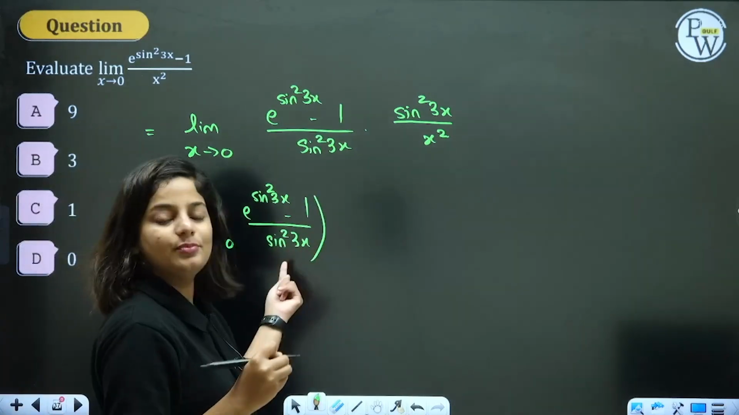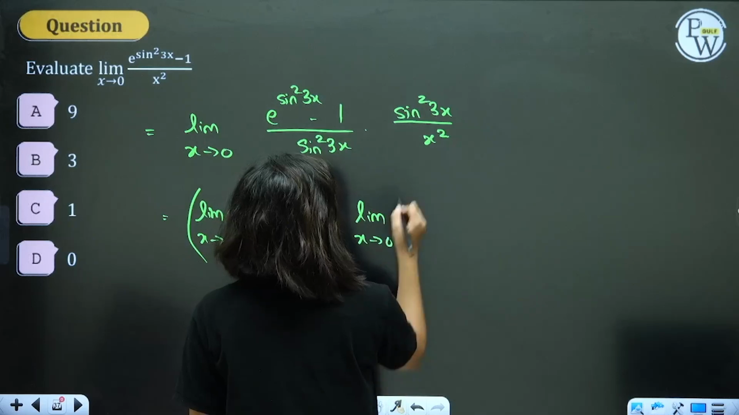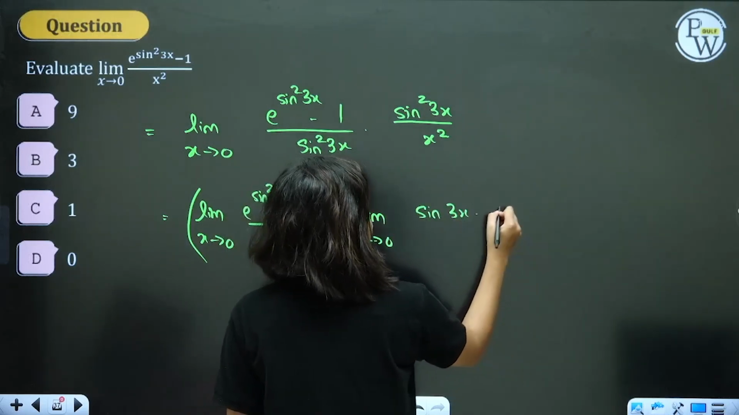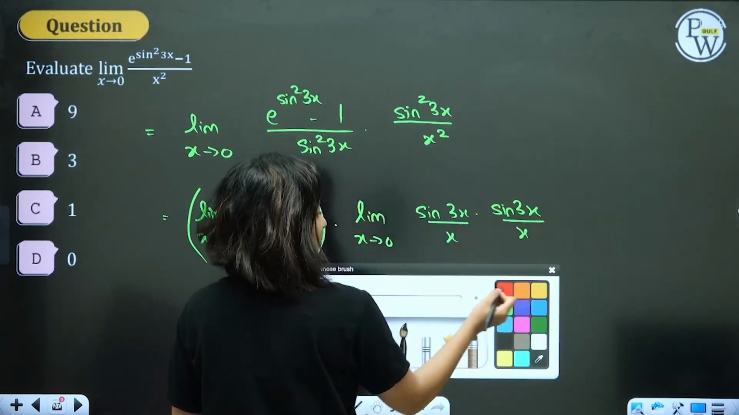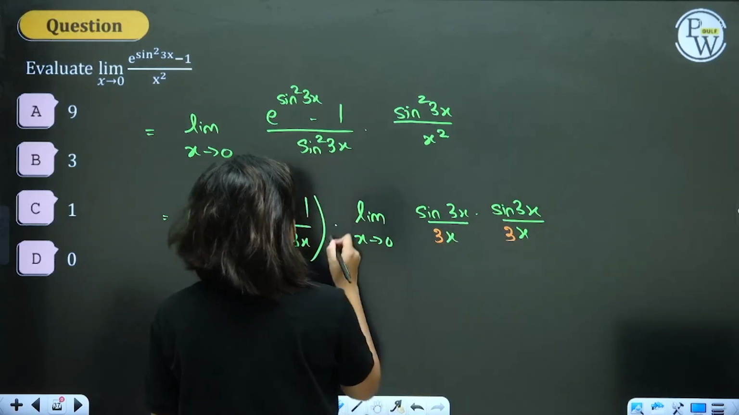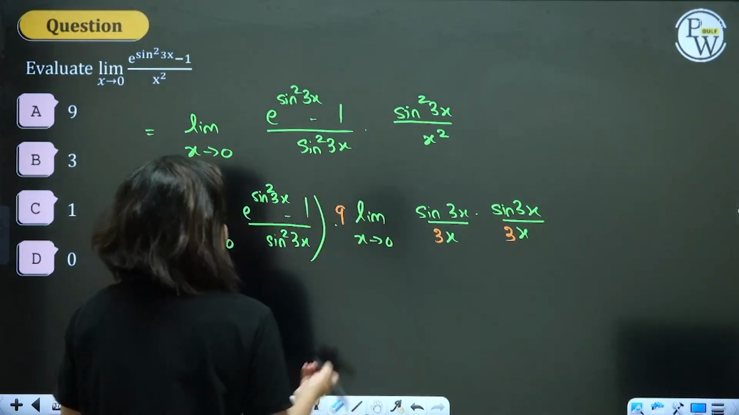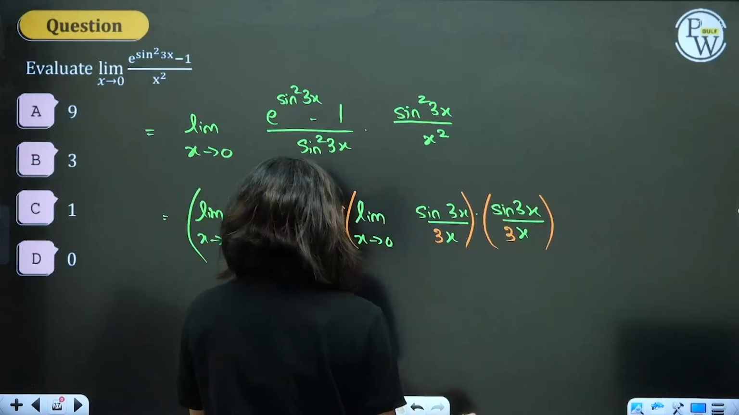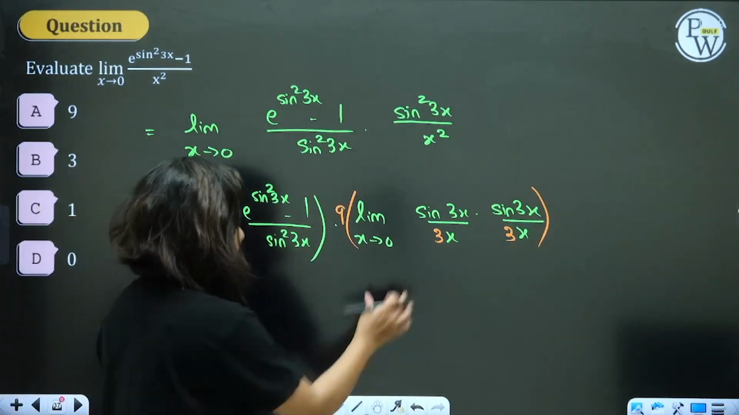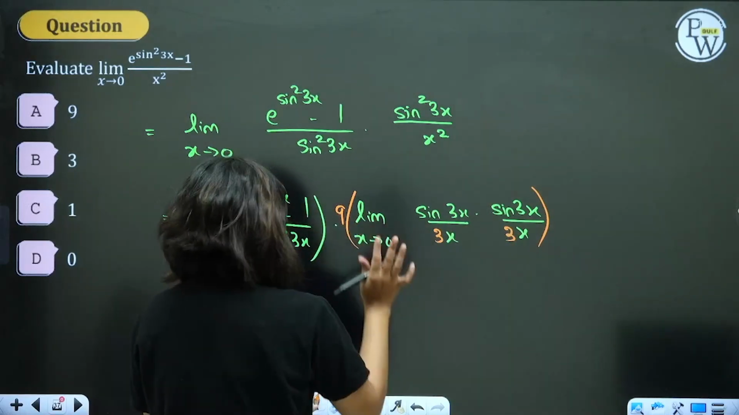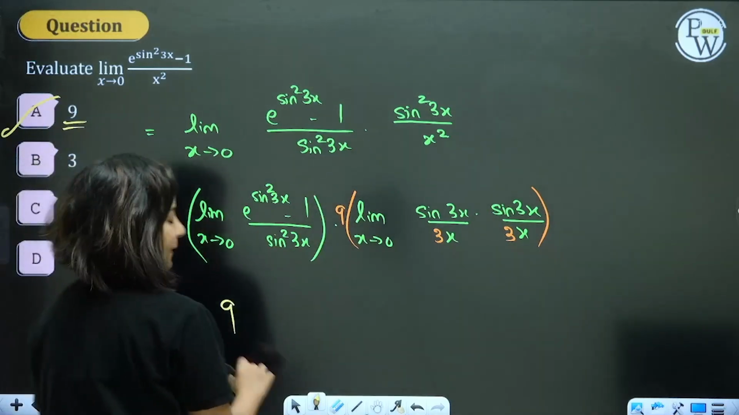e raised to f of x minus 1 upon f of x, into limit x tends to 0. Whenever there is a square, you all know how to write it by splitting: x, x. Do the adjustments. Boss, 3 is missing, 3 multiplied. So, divided by 3, divided by 9, multiplied by 9. Alright, this is a formula. You know now, right? Skipping one step, this is 1 into 1 and the answer is 9. The answer is simply 9.